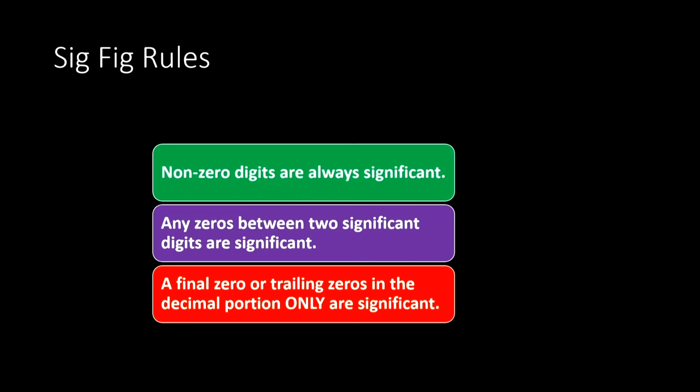So, significant rules, what are they? Here I have the 3 big rules as they relate to significant figures. The first is that non-zero digits are always significant, so that will be numbers 1 through 9. Our second one, any zero that is found between 2 significant digits is also significant. And our third rule is that a final zero or a trailing zero in a decimal portion of a number is always significant.